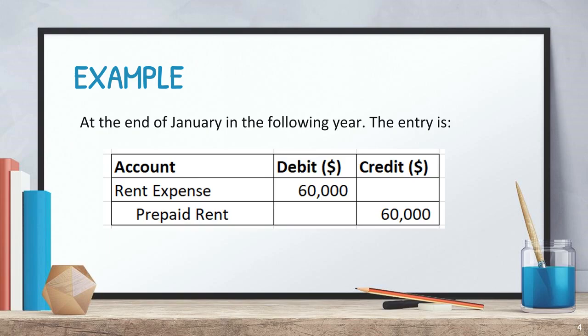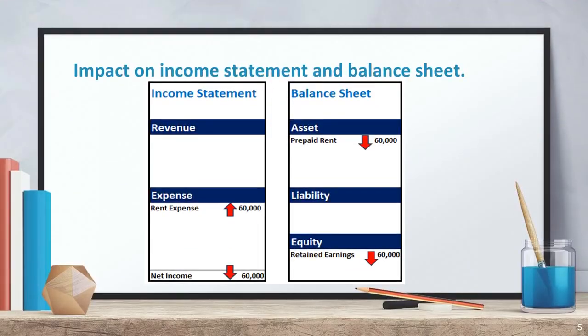Let's now discuss the impact of this adjustment on the financial statements. On the balance sheet, the prepaid rent account decreases by $60,000, reflecting the portion of the prepaid expense that has been used up. Under the equity category, retained earnings decreases by $60,000 due to January rent expense incurred. As for the income statement, the rent expense increases by $60,000, reducing the net income by $60,000 for the period.